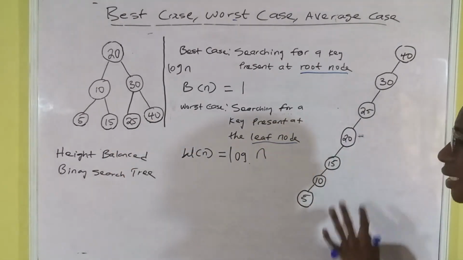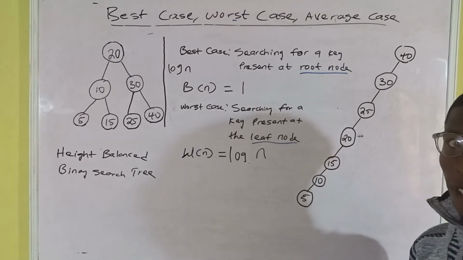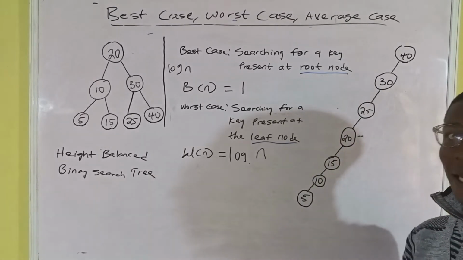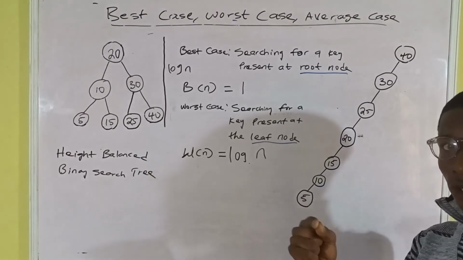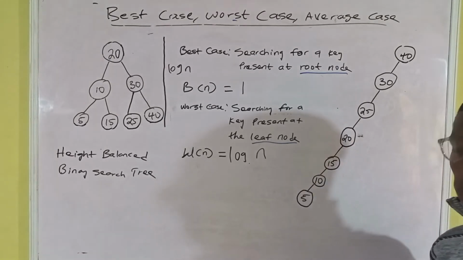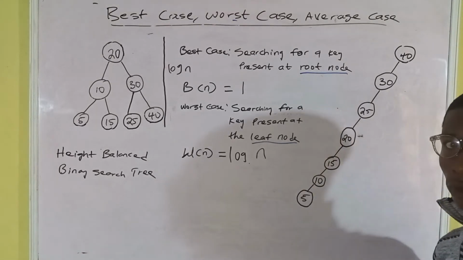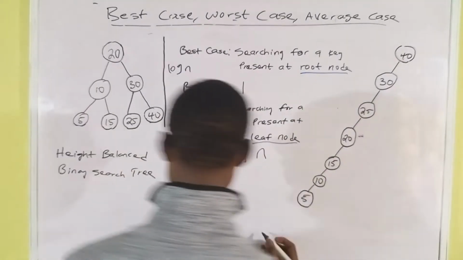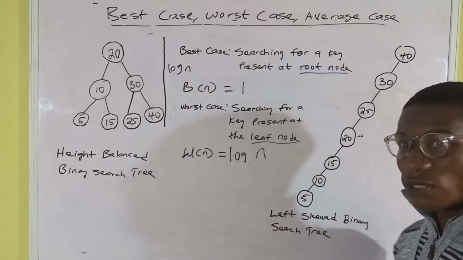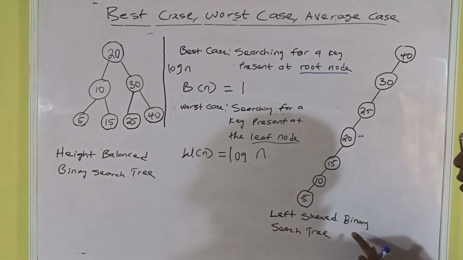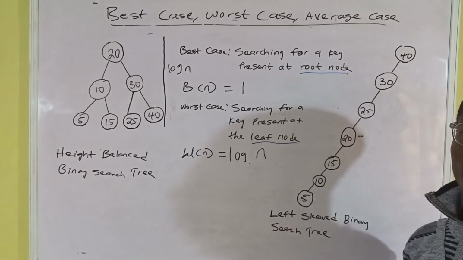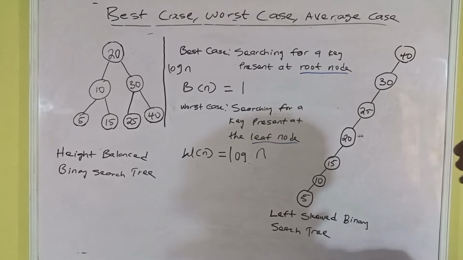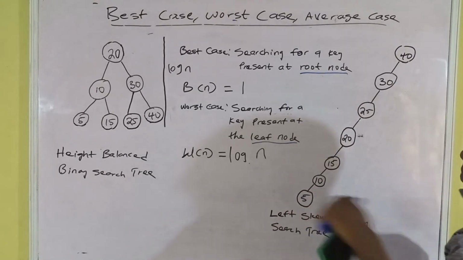So this is an example of another type of binary search tree called the left skewed binary search tree, okay? Left skewed binary search tree. So let me write that down. Okay, so this is a left skewed binary search tree.